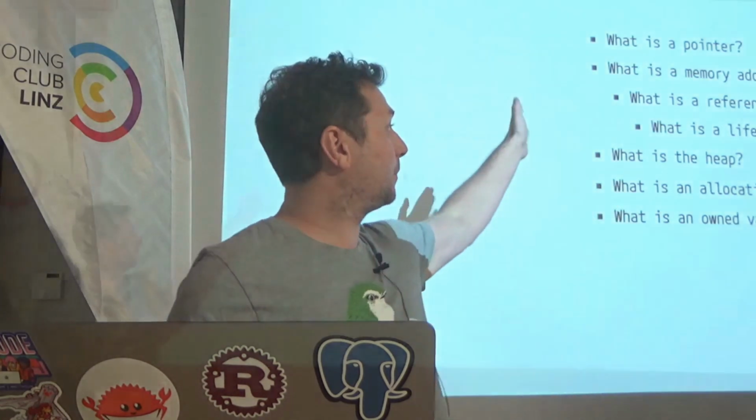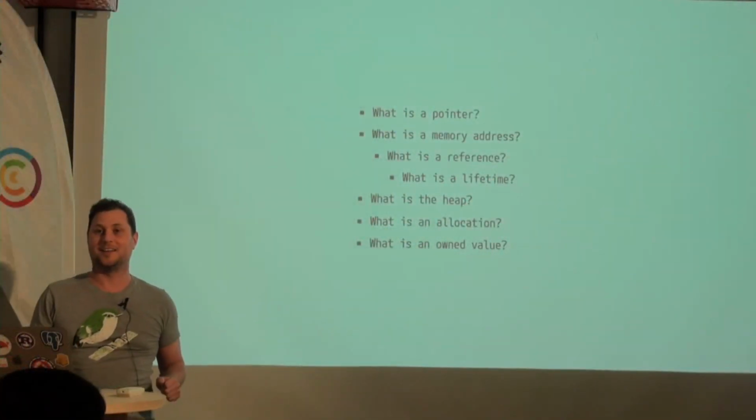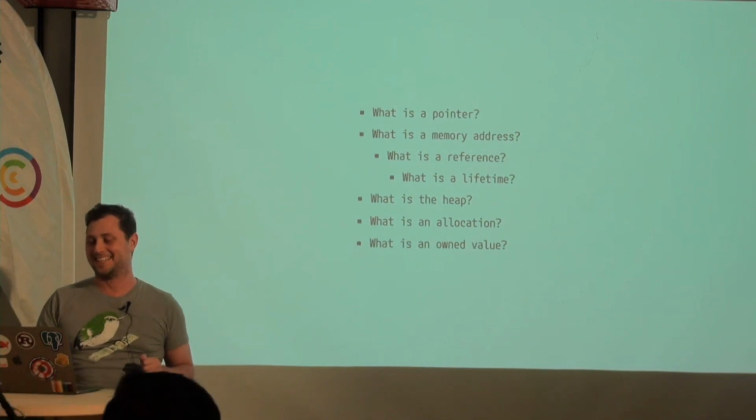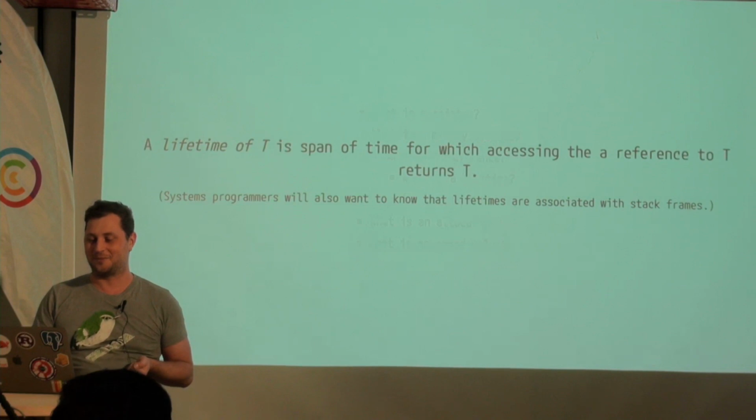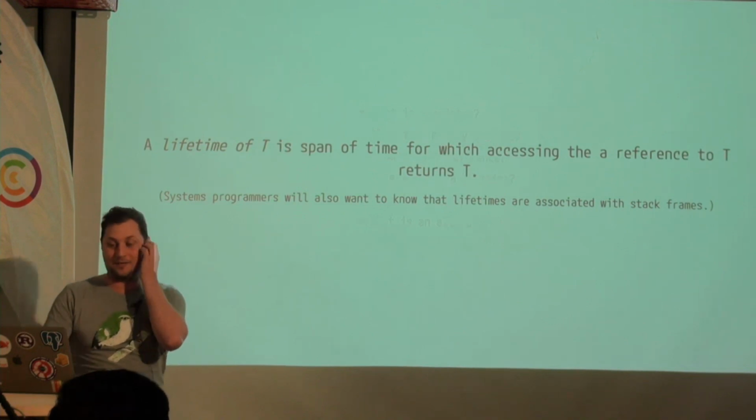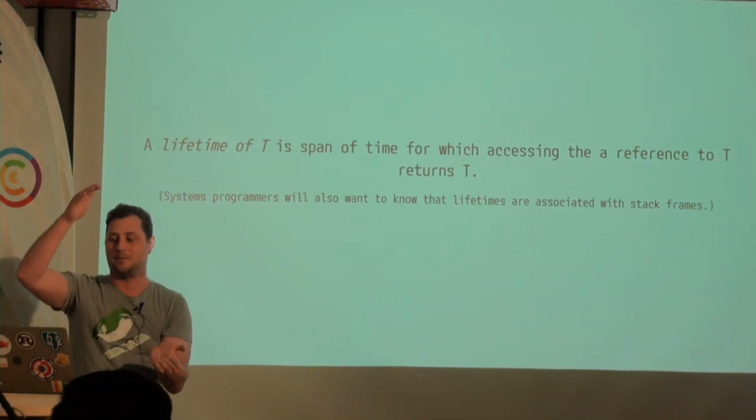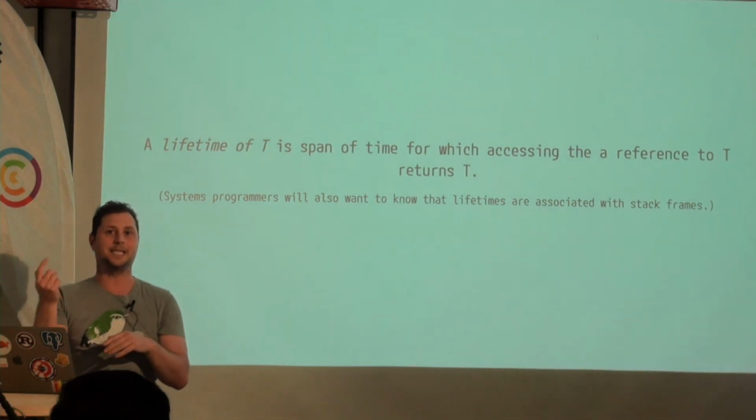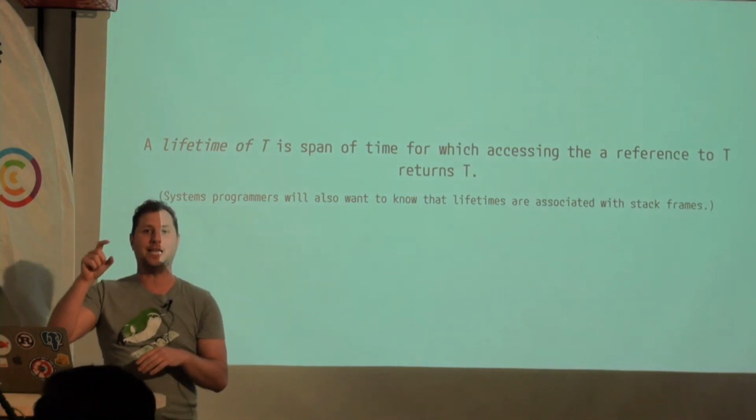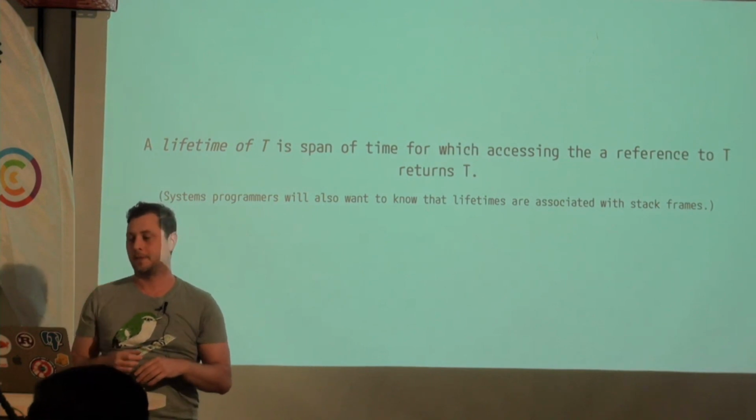We're creating a bit of a stack of questions, which is slightly intentional. So we've got this definition: a lifetime of T is some span of time for which accessing a reference to T returns T. And by T there, I mean a value of some data type.